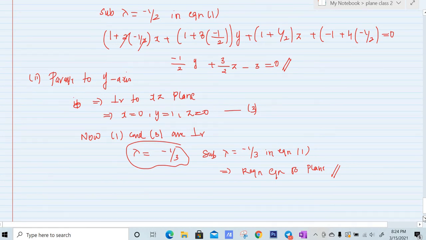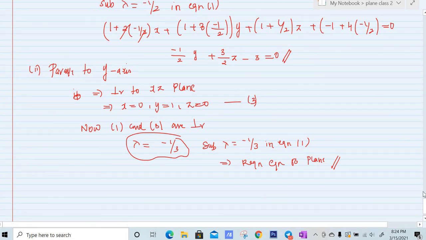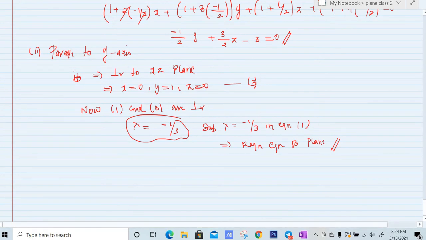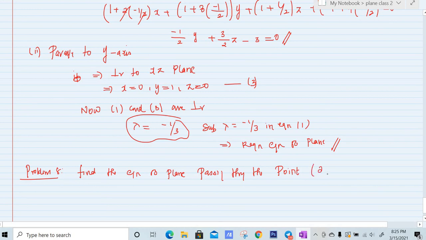Now the last problem, with this we will wind up this video. I think this is the 8th problem. So find the equation of the plane passing through the point 2, minus 3, 4 and normal to the line joining the points 3, 4, minus 1 and 2, minus 1, 6, right?